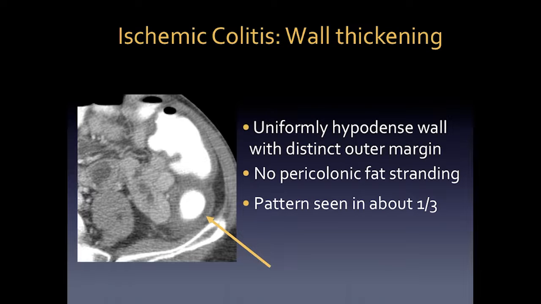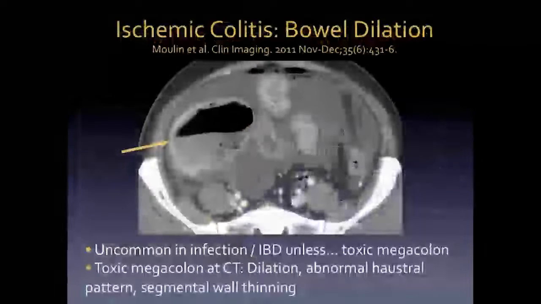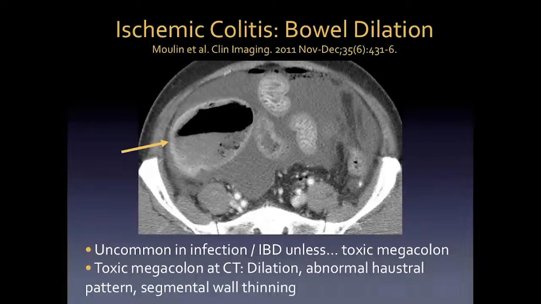This pattern is seen in about a third of cases of ischemic colitis, and it is sometimes referred to as the dry appearance of ischemic colitis. The reason it looks hypodense in this case, of course, is that it is not enhancing well due to the ischemia. Bowel dilation.